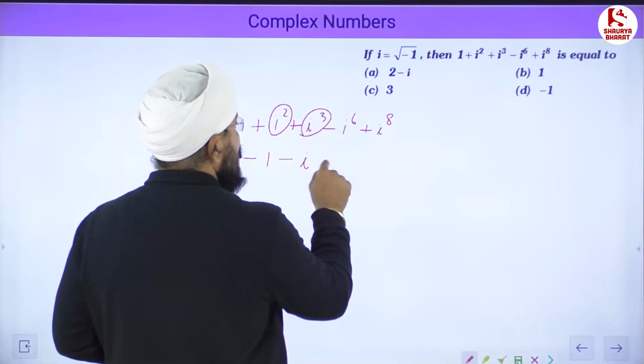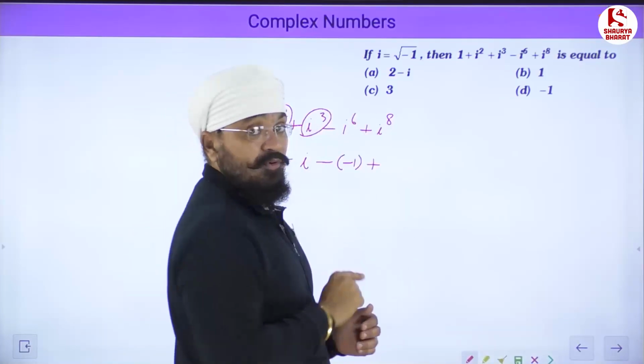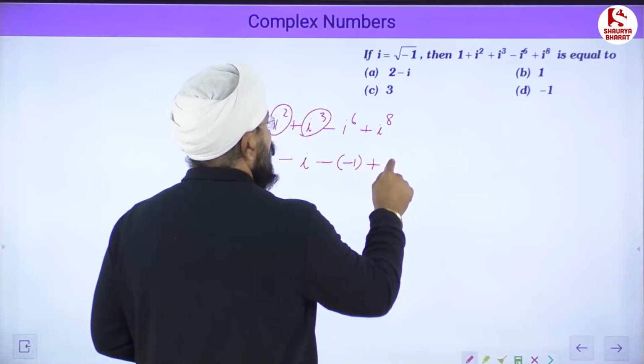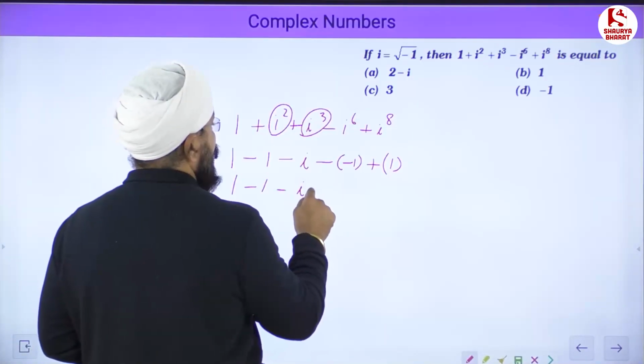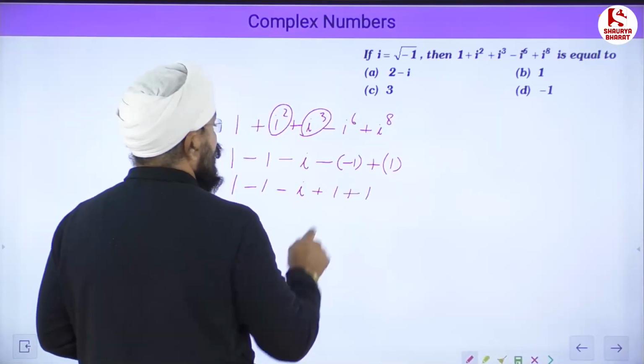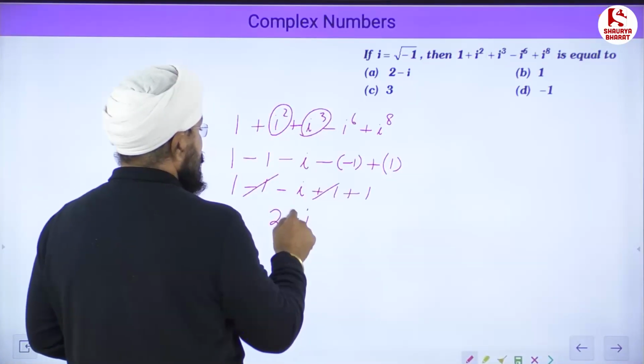And here this is even again, so I am getting minus 1. And this is a multiple of 4. 8 is a multiple of 4, so this result will be 1. So we are getting 1 minus 1 minus iota minus 1 plus 1. So we are having this 1 and 1 getting cancelled. The result is 2 minus iota.